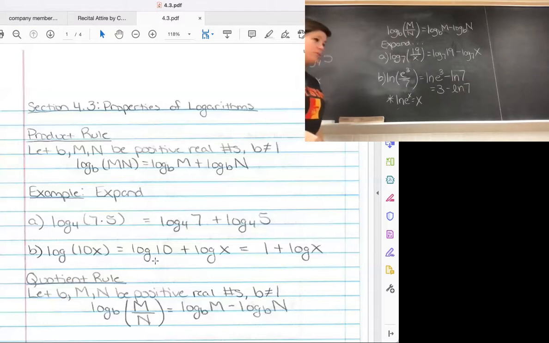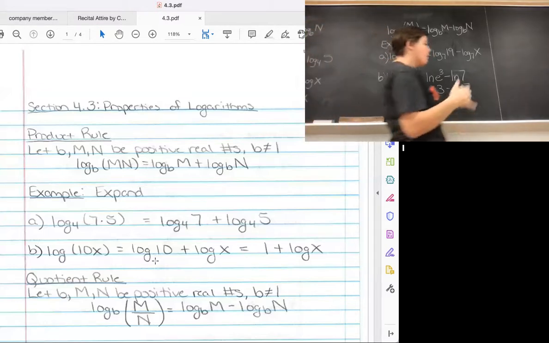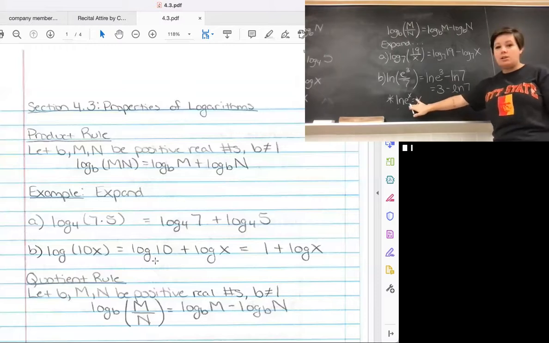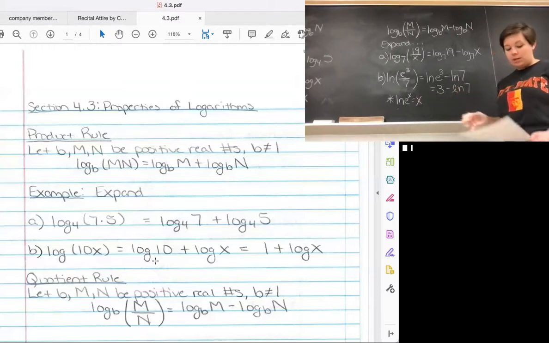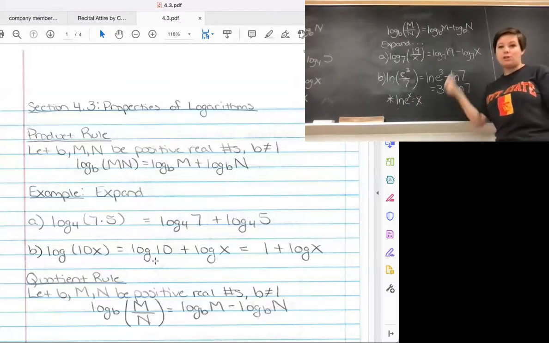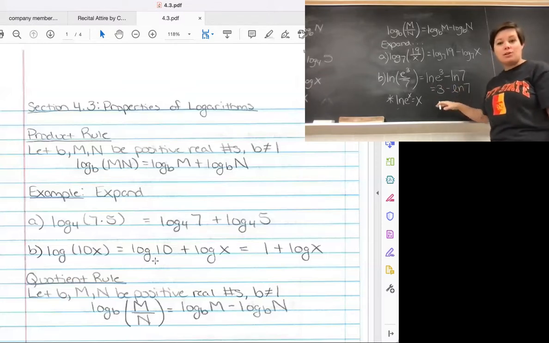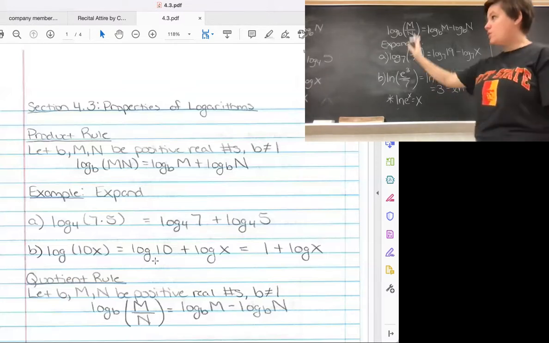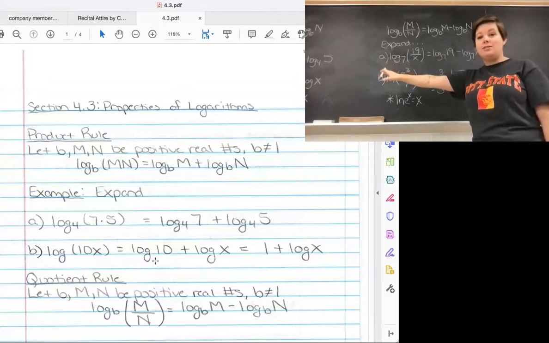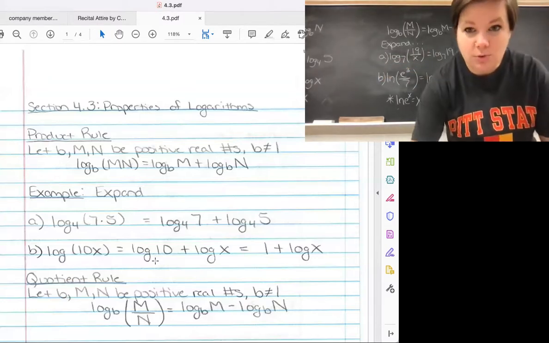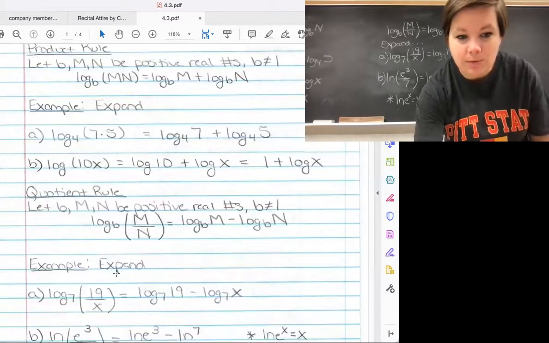Again, we're not going to compute this where we're getting an actual number, but we do still want to simplify it as far as we can. So this is a good thing to note. Here in just a minute, we're going to learn the power rule. Actually, it's our next rule. And this will make a little bit more sense as to why this works. Okay, so product rule, you add. Quotient rule, you subtract. The next rule is the power rule.